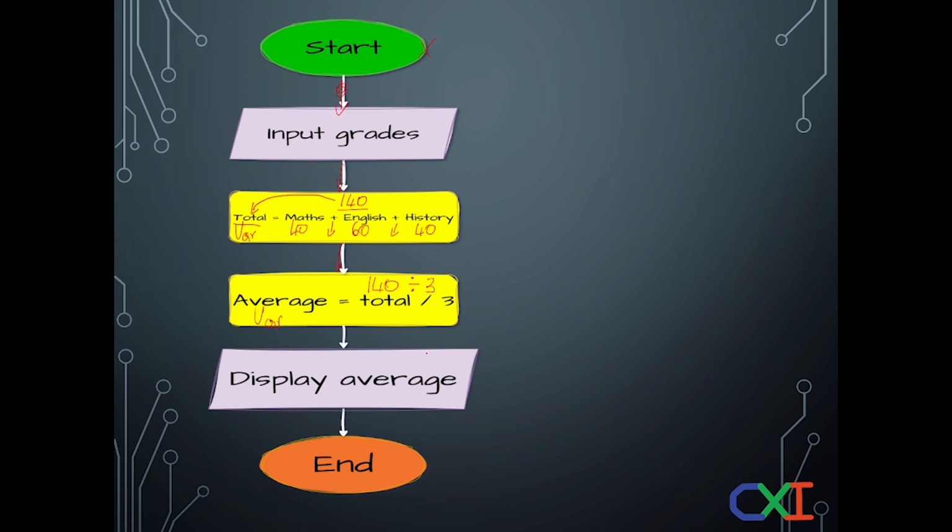Then you'll ask, why do we need to divide? Where does this 3 come from? Now it comes from these 3 subjects, right? With math we have 1, English is the second, and history is the third. So we have 3 subjects, which is this 3. Then when we divide 140 by 3, I think we get 46.6.